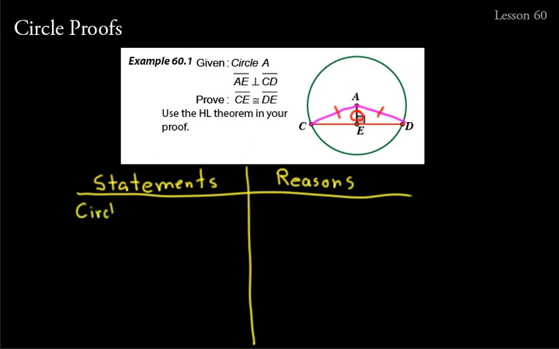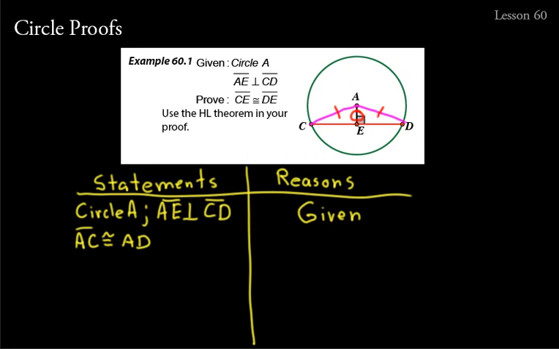Circle A and AE is perpendicular to CD. And we could put bars over those as well to describe segment AE and CD. You don't have to do that, but we can. And so that's given. That's the reason that we wrote that as the first statement. Then we can say that AC is congruent to AD, and we're doing that because of the circle definition from Lesson 9, and we'll put that in parentheses there. It's from Lesson 9.